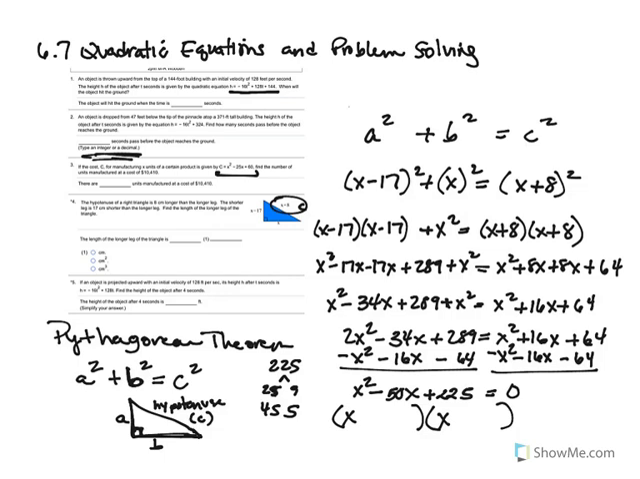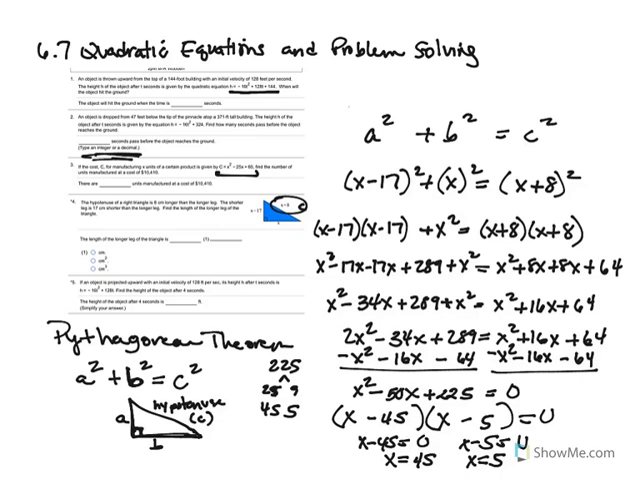So we're factoring. I need factors of 25 that will give me 50. So I have negative 45 and negative 5 equal to 0. So x minus 45 equals 0, x minus 5 equals 0. So we get x equals 45 and x equals 5.